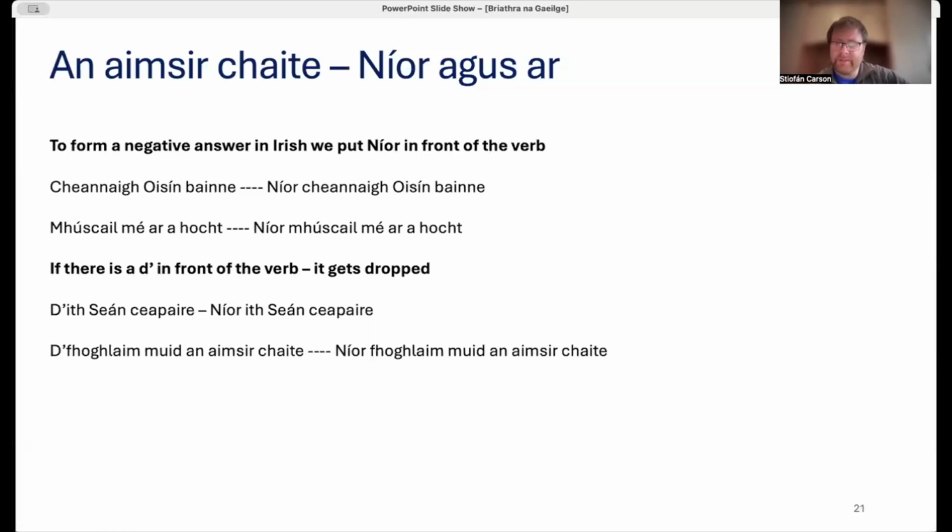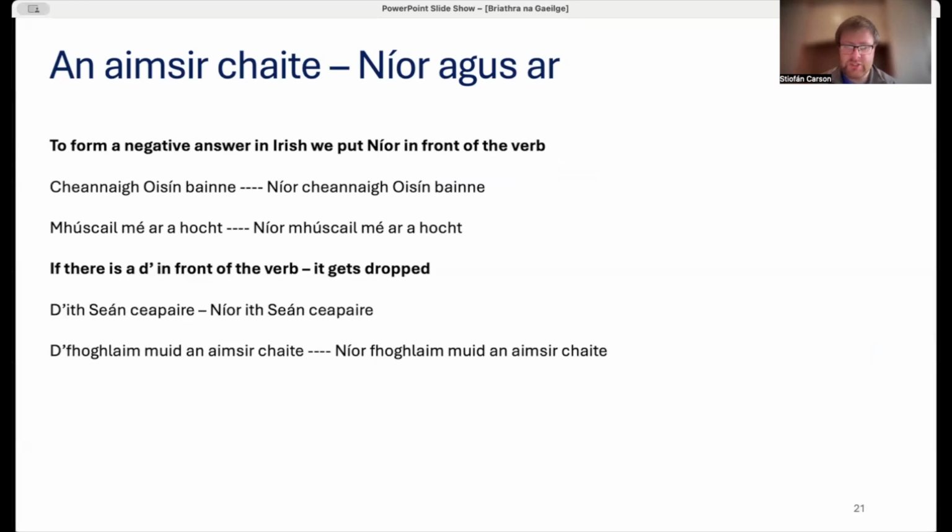We then also have the negative and the question form. We create the negative form in the following way. We just put níor in front of the verb. So Cheannaigh Oisín bainne, Oisín bought milk. Níor cheannaigh Oisín bainne, Oisín didn't buy milk. D'éirigh mé ar a hocht, I woke up at 8. Níor éirigh mé ar a hocht, I didn't get up at 8. If the verb has that D in front of it, we get rid of the D if we add níor in front of the verb.